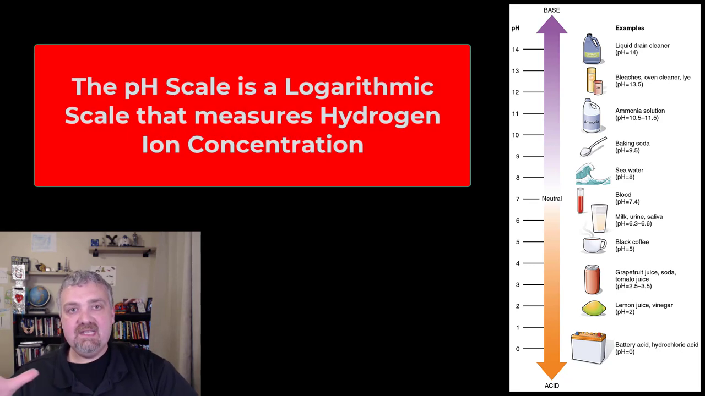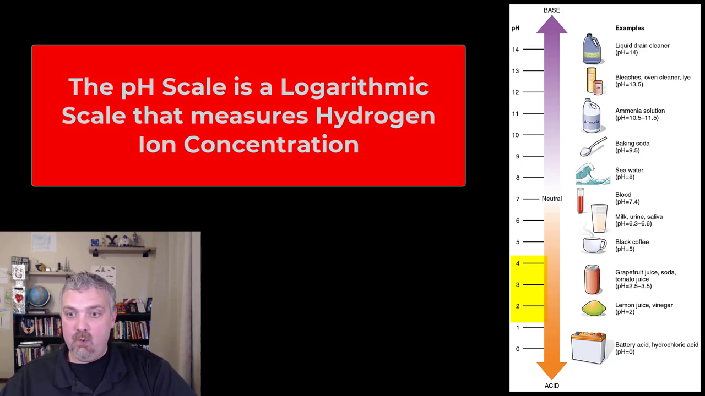All right, so what is the pH scale? It's a logarithmic scale of hydrogen ion concentration. So what that means, look at anything here, something with a pH of 3 has 10 times more hydrogen ions than something with a pH of 4. Now, if you're going to jump down to 2, so from 4 to 2, you go 10 times 10. So something with a pH of 2 would have 100 times more hydrogen ions than something with a pH of 4. That's what it means to be this logarithmic scale.